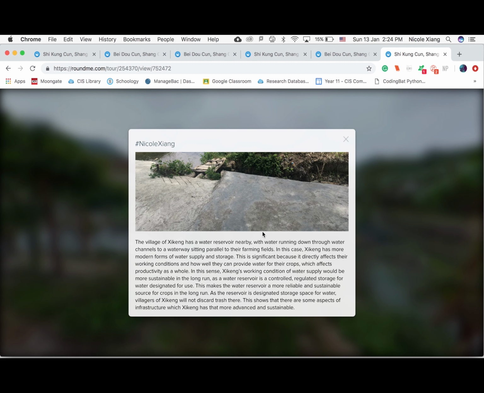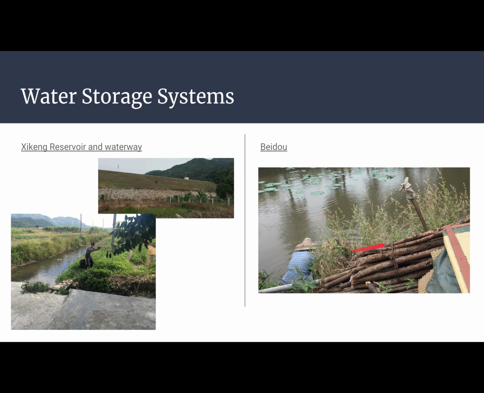And in this sense, Xikeng's working condition of water supply would be more sustainable, as a water reservoir is a controlled, regulated storage space, whereas a pond or lake in Beidou is a part of nature that is meant to support wildlife and will constantly change in water levels, content, pH levels, and more. So this makes the water reservoir a more reliable and sustainable source for the crops.